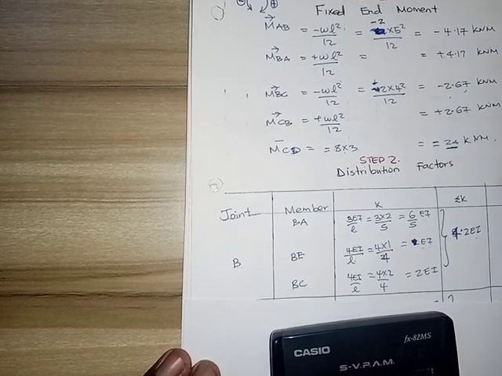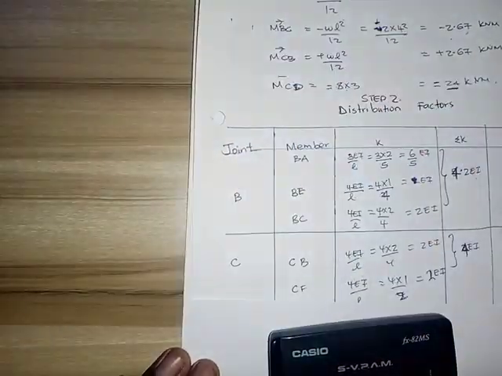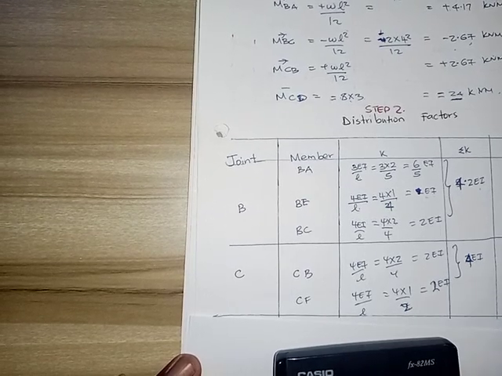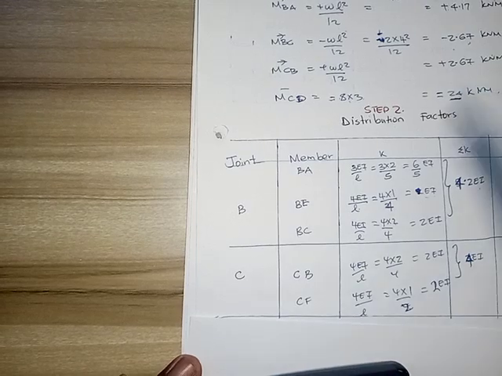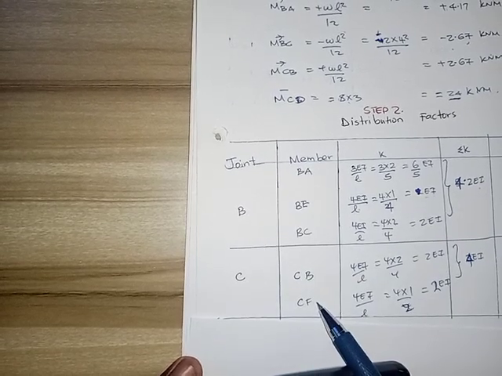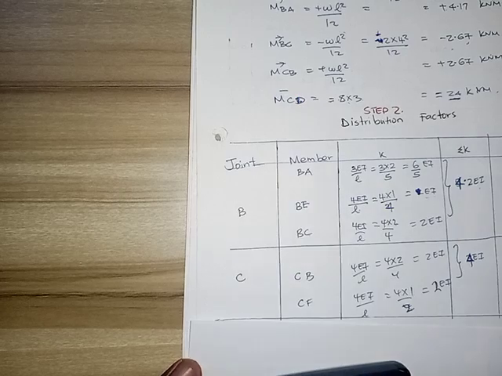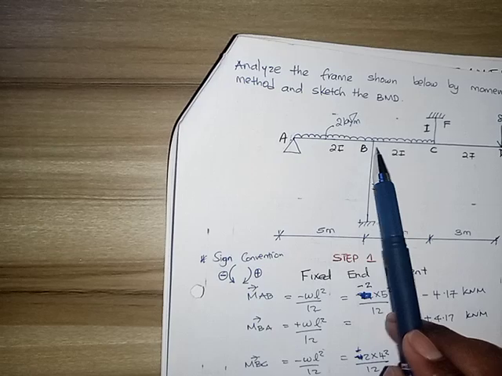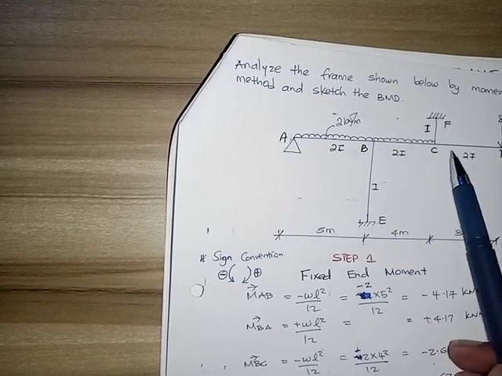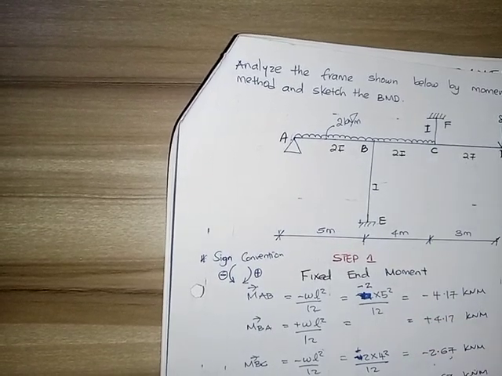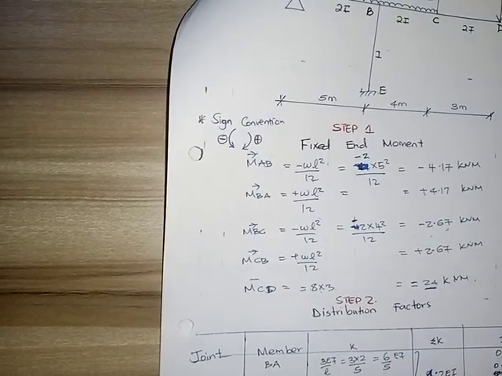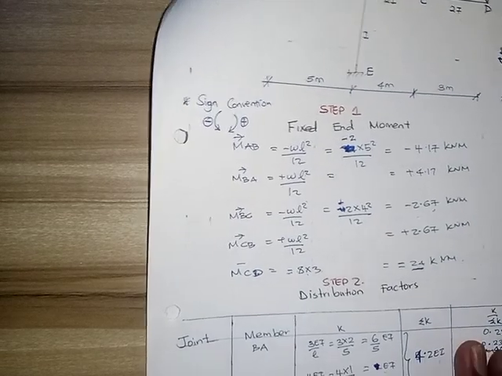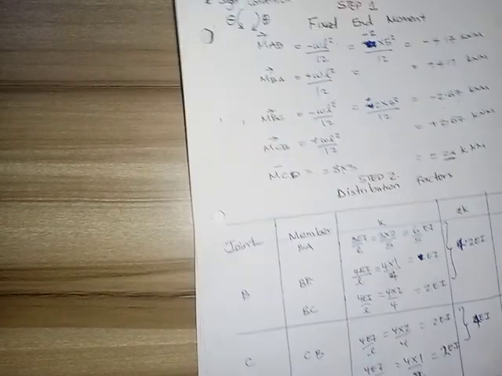Now the next thing we are going to calculate is the stiffness factors for joint C. There are two members, CB and CF, both of which are fixed. If I go back to the question here, you'll see CF is fixed and CB is also fixed. Good. So now the first one will be 4EI over L.